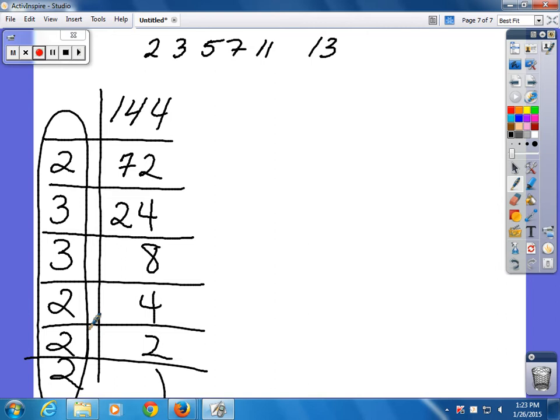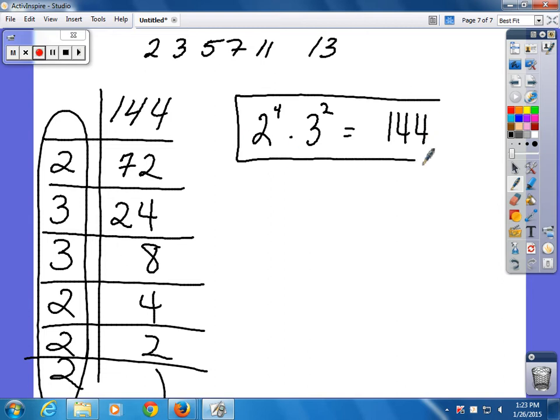There it is. How many 2s we got? 1, 2, 3, 4. I basically get the same thing. There's no way you're not going to get the same thing unless you do it wrong.